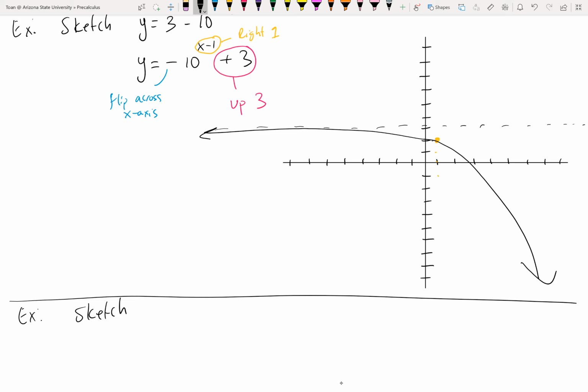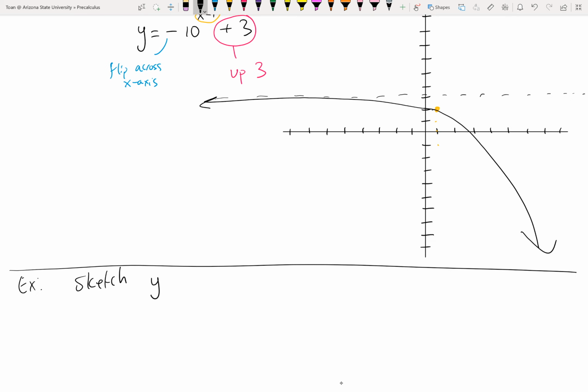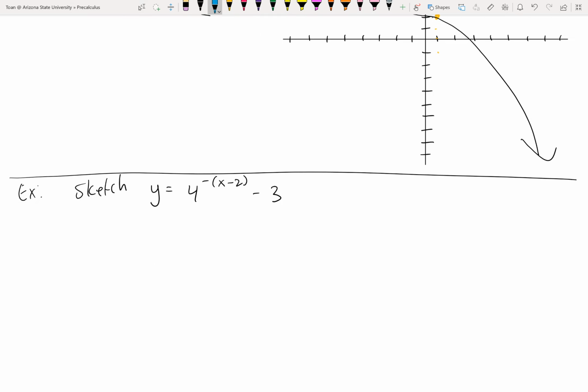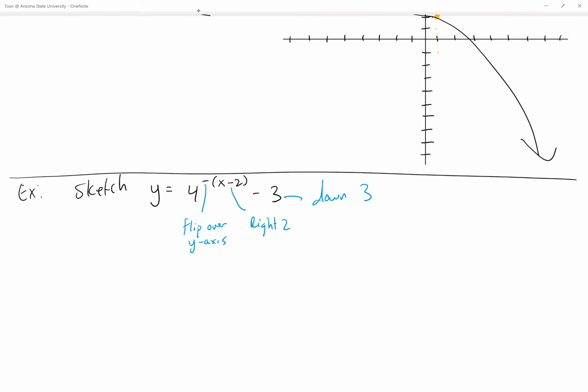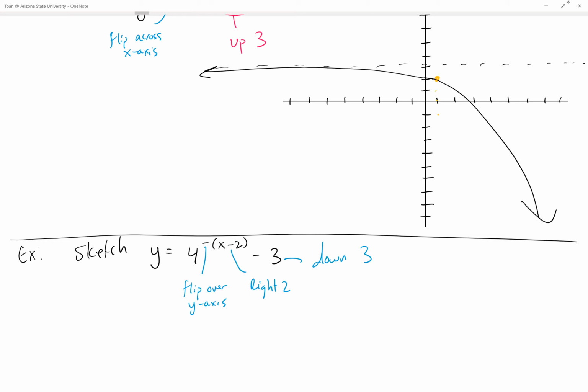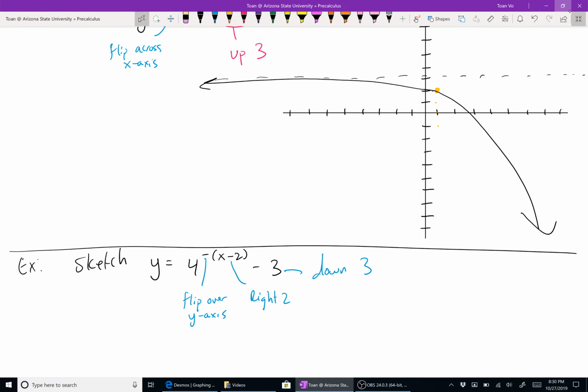Suppose I ask you to sketch y equals 4 to the negative x minus 2 minus 3. First thing I need to do is read the transformations. So this is a flip over the y-axis because it's multiplying the x by negative. This right here is to the right 2. This right here is down 3. That's going to be the hardest part of this idea here. This topic is basically, can you read the transformations.